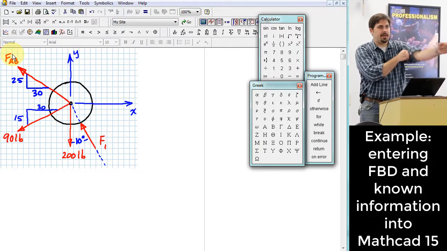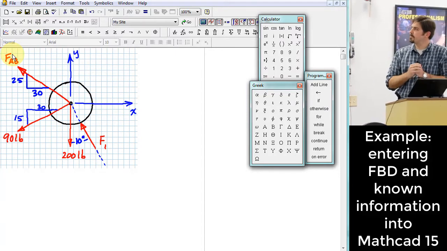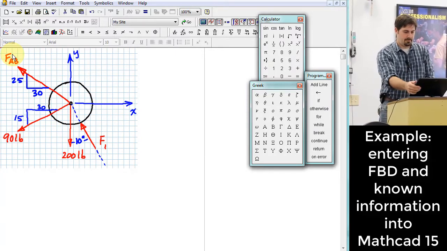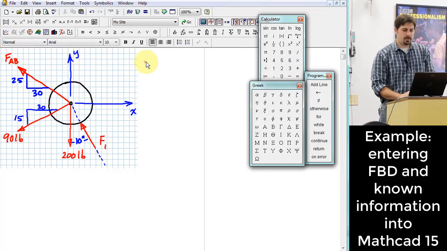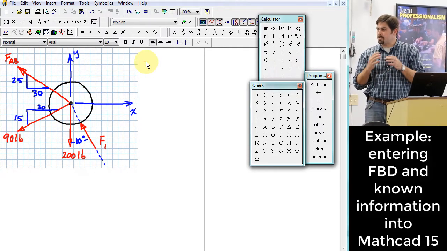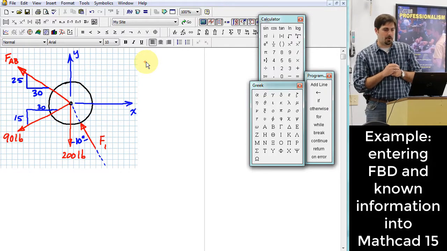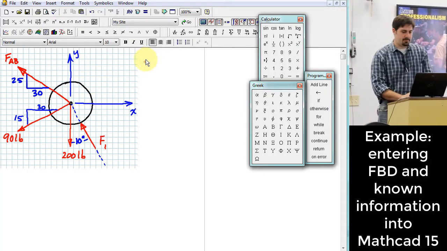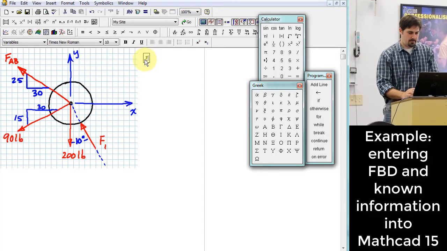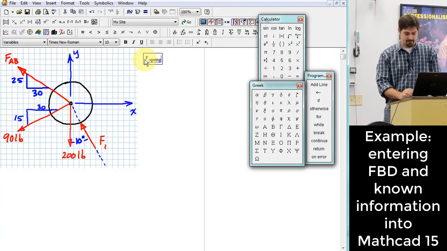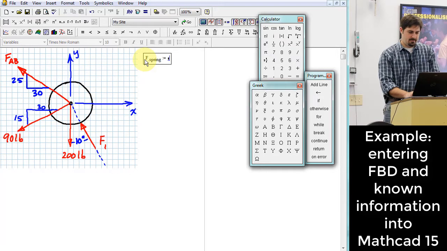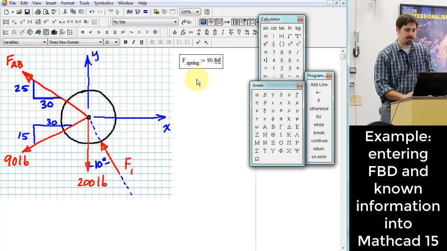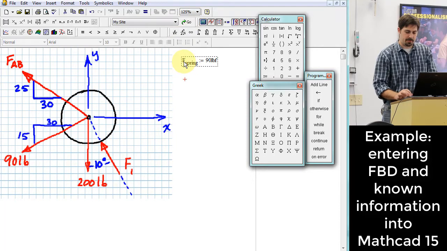All right, so there's my figure. What do you want to do first? We probably should put in our parameters, right? The things that actually drive the problem. So maybe what first? I'm going to name one of them F spring. What's F spring? It's the spring force. I'm going to call it 90 pounds. Let me make this a little bigger for everyone to see. Okay, so that's one of my parameters that goes into the problem.